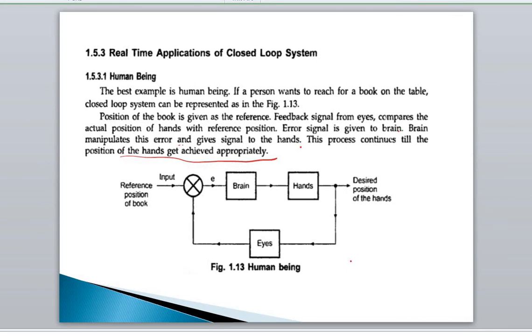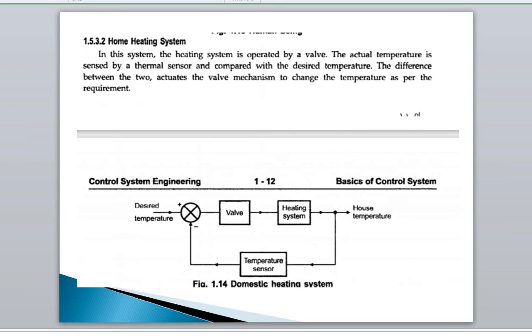Okay. See here, this is the block diagram representation. Reference position of the book is the input. Then feedback from the eyes is the feedback. That is compared, error is generated. That error is given to the brain, which is the controller here. See, what is the controller? Brain is the controller. So it gives signal to the hand whether to push the hands further or to pull them back, to adjust so that you will reach the book on the table and it is picked by the hands. This is the perfect example in nature of the human being picking up a book from a table, where it works perfectly as a closed loop control system.